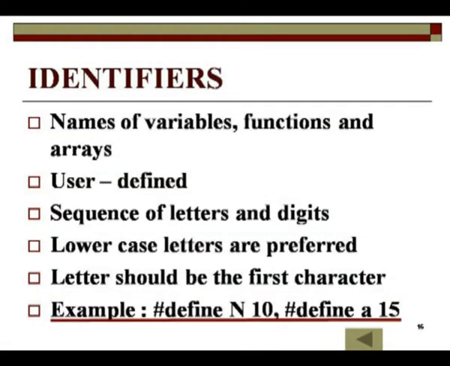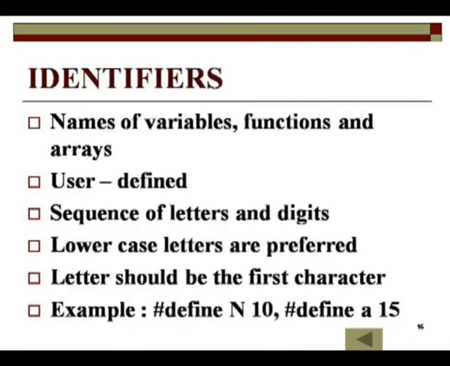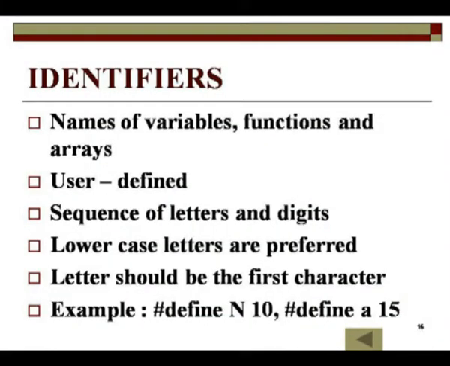I have given an example here. #define n 10, where n is the identifier, this n is the identifier. This 10 is the value that is assigned to this identifier. This hash is a special character or it is a delimiter, and this define is a keyword. So, all these, this hash and this define has a predefined meaning in C. Whereas this n is also user defined, this 10 is also user defined. This is how we use identifiers in C.